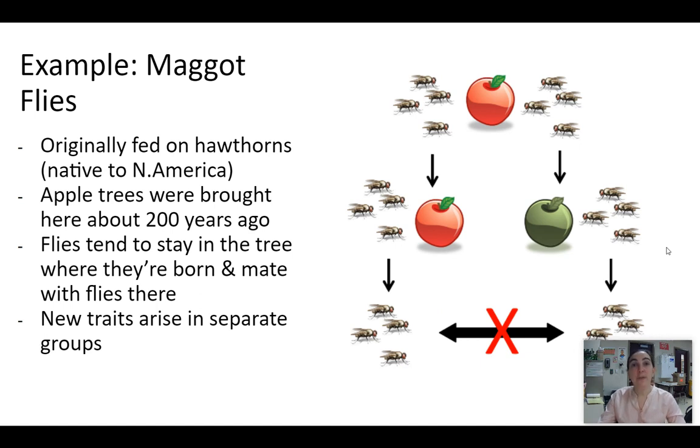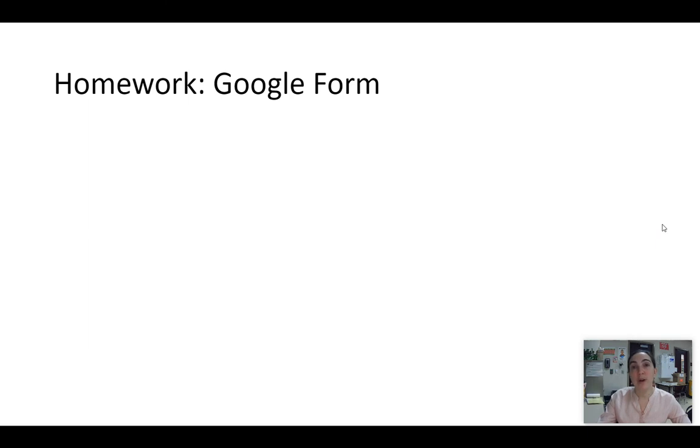You're going to be looking at a few more examples of this process of speciation over the next couple days. Starting with your homework for today, you have a Google form to go and fill out that will give you some practice looking at the different types of natural selection you learned yesterday and this process of speciation.